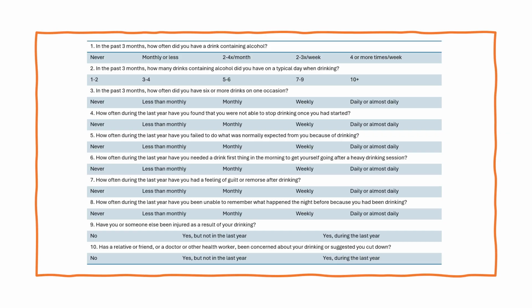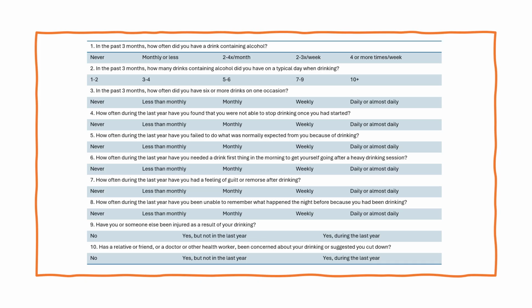The first question is, in the past 3 months, how often did you have a drink containing alcohol? Your answer choices are never, monthly or less, 2 to 4 times a month, 2 to 3 times a week, or 4 or more times throughout the week. Question 2, in the past 3 months, how many drinks containing alcohol did you typically have on a typical day when drinking? Your answer choices are 1 to 2, 3 to 4, 5 to 6, 7 to 9, 10 or more.